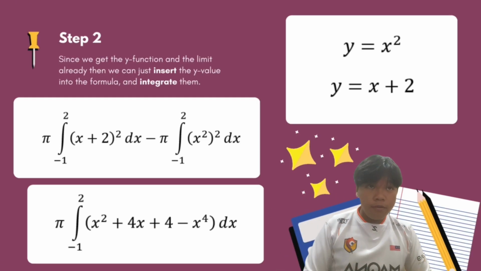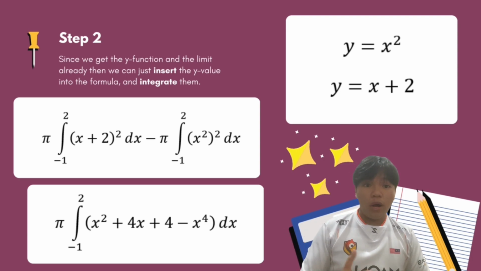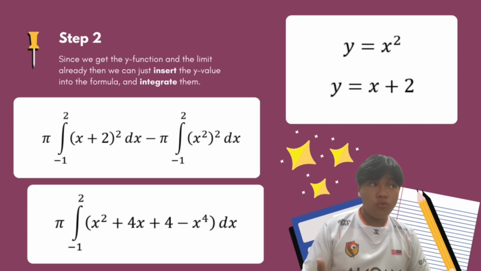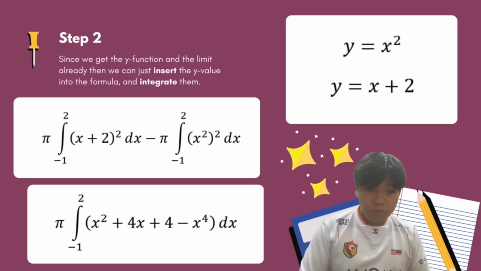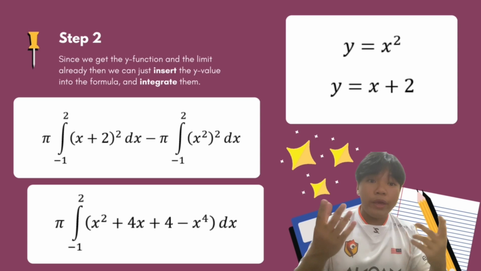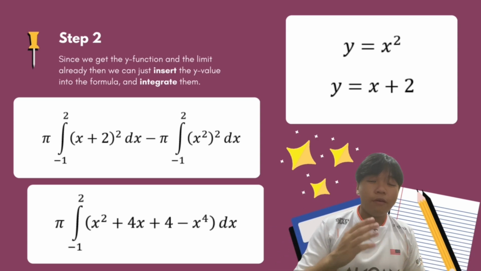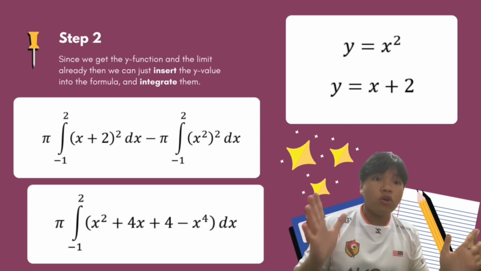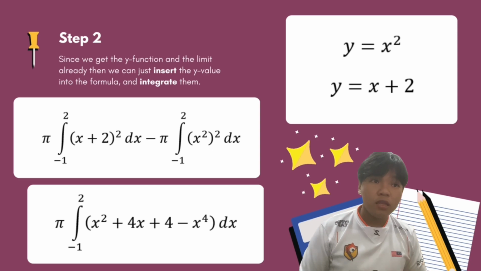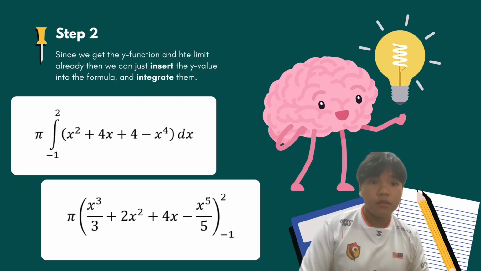Since we have the formula, we insert the y, which is y equals x squared and y equals x plus 2. Since there is y squared, we subtract these two in the formula. After that, since the pi and the limits of negative 1 and 2 are the same, we can combine them. After combining, we get the integral of (x plus 2) squared, which is x squared plus 4x plus 4, minus x to the power of 4.